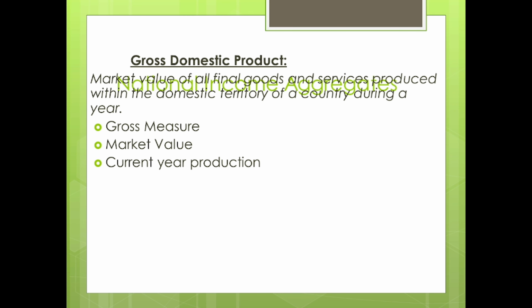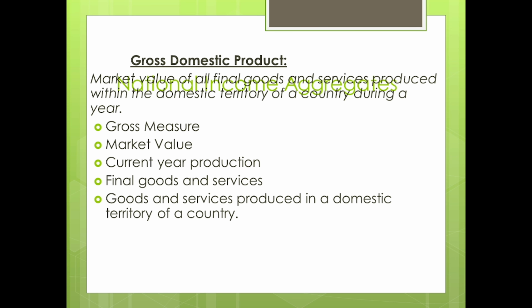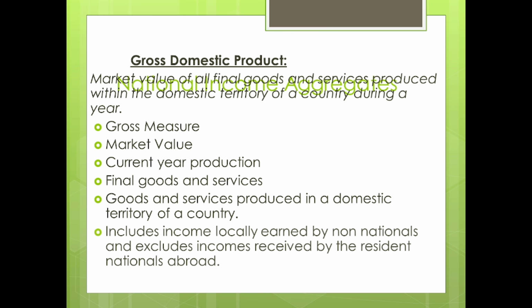It is considering the monetary value or market value of current year's production of goods and services within the domestic territory of a country. It includes income locally earned by non-nationals. So if there is any non-national who has locally earned some income, it includes that, and excludes incomes received by the resident nationals abroad. That means if resident nationals have earned something from abroad, that will be excluded.